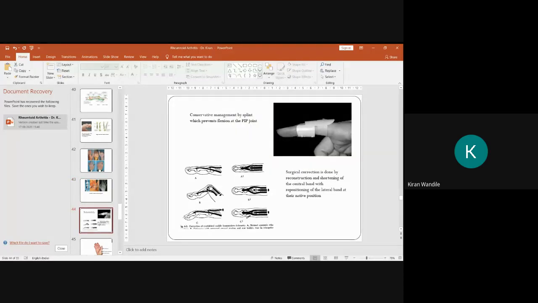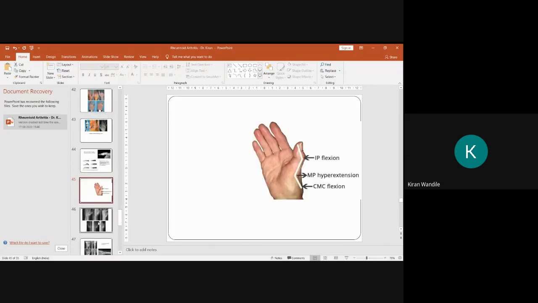This is conservative management by a splint which prevents flexion at the PIP joint. This is for Boutonniere deformity. In Boutonniere deformity, there is hyperflexion at the PIP. In swan neck, there is hyperextension at PIP. Here you can give various splints which maintain the correction.